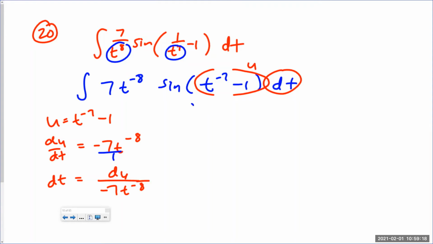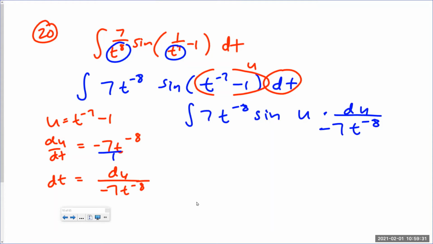All right, so if I didn't circle it, I'm not going to replace it. So I have 7t to the negative 8 sine of u times du over negative 7t to the negative 8. And then I ask myself the question, do my t's cancel out using real algebra? Yes. So the 7's actually cancel out too. But guys, what do I have left? Do you see the scalar I have left? You see it? Be careful. There is a negative 1 left, okay? So make sure that you guys see the negative 1 if there is one left.